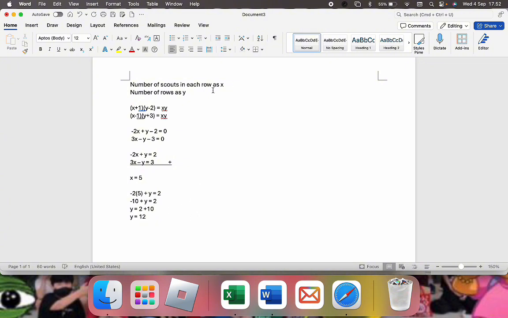So now that we know this, we know exactly that the number of scouts in each row is 5, and the number of rows is y. And if we count it, it should make sense. 5 plus 1, 6. So if the number of scouts is increased by 1, 5 plus 1, so there's now 6 in each row, and there were previously 12 rows. It decreases and it becomes just 10 rows. And the same thing works for this one.